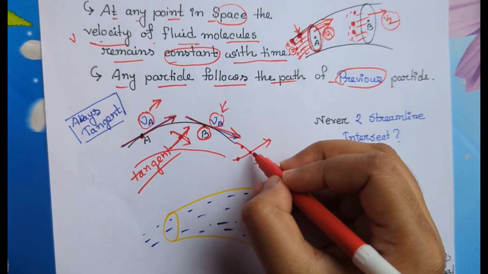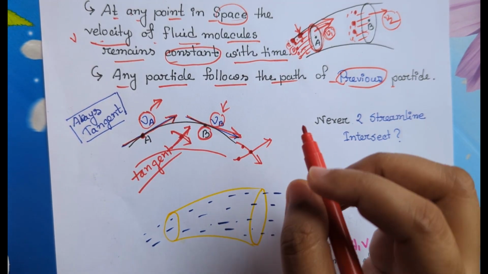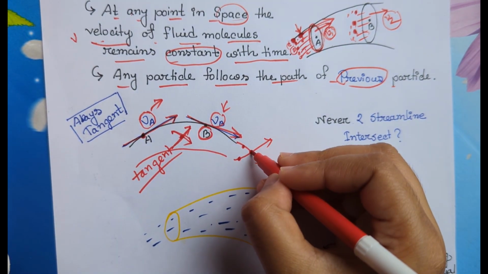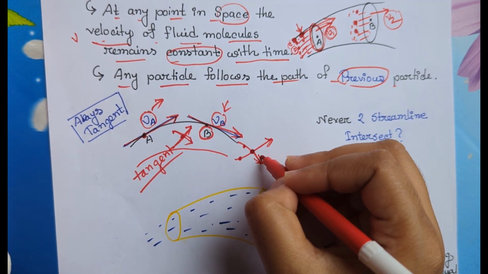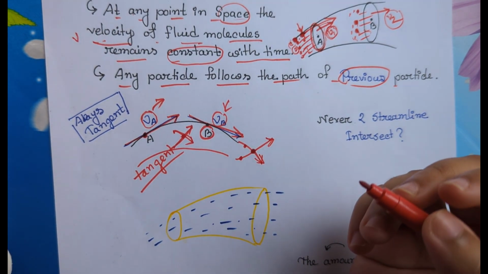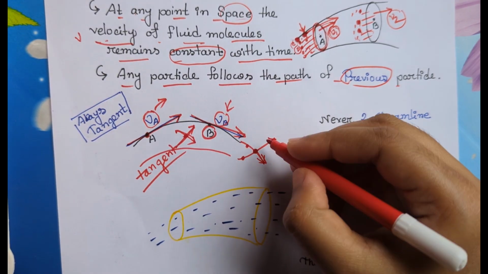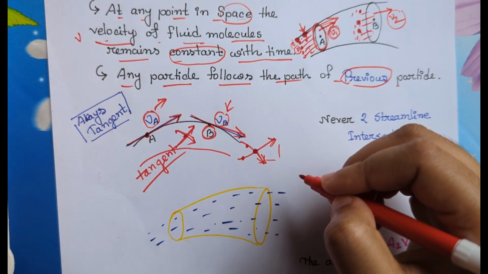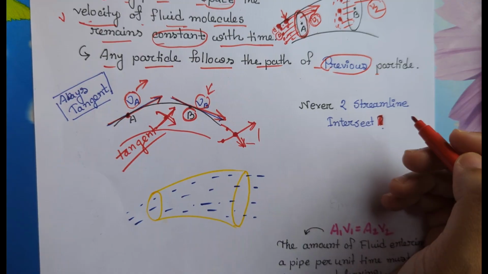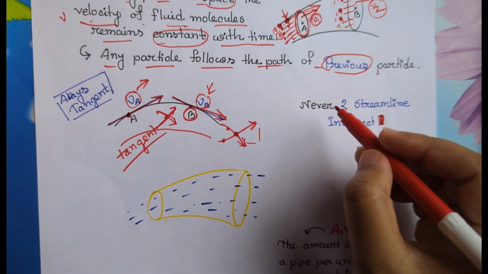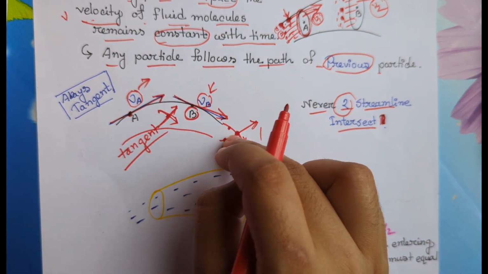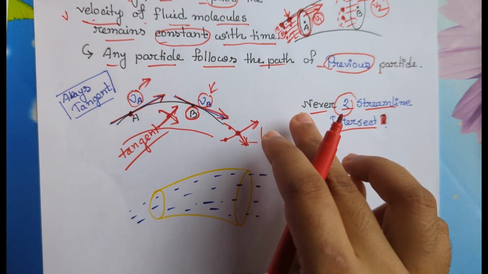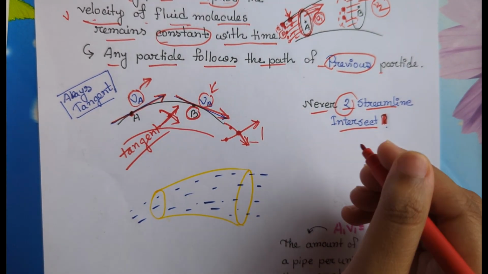So look at this point. If we consider only one single particle at this point, then it is seen that for this one particle there are two directions of the velocity. It is never possible to have two directions of velocity for one single particle, so two streamlines never intersect with each other. Suppose this is one streamline and this is another streamline; they never intersect.